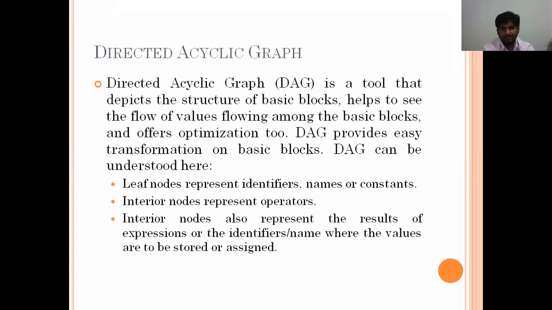So understand here, the leaf nodes represent identifiers, the names, and constants. And the interior nodes represent the operators. The interior nodes also represent the result of the expression. The results of the expression are identifiers, names where the values are to be stored and assigned.